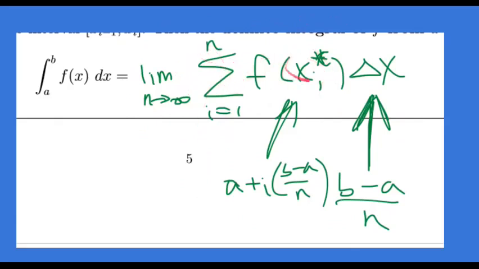So here's the function, but you see something funky in here. What the heck is that? Xi asterisk? In my Calc 1 videos, I didn't include the asterisks. You can or you don't have to. It doesn't really matter. But xi, definitely you'll see that. So xi is equivalent to this: a plus i times delta x. Delta x is the same thing as b minus a divided by n. So it's the change in x.